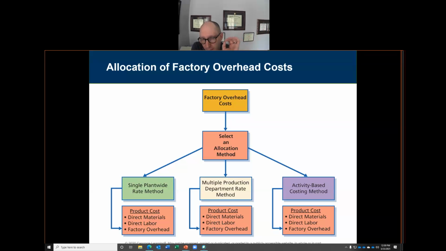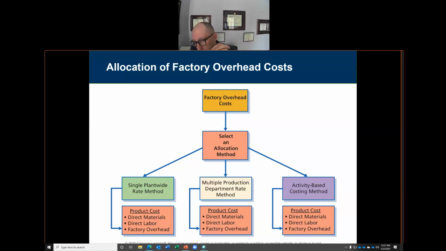The second primary method is called the multiple production department rate method. In this method, we apply factory overhead based on the respective departments within the manufacturing aspect. For example, I would apply a different rate of overhead to the assembly department and a different factory overhead rate to the manufacturing department or the welding department or whatever.